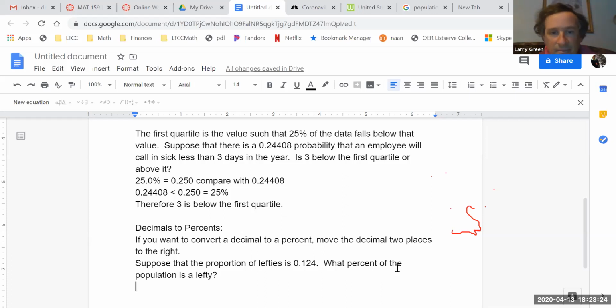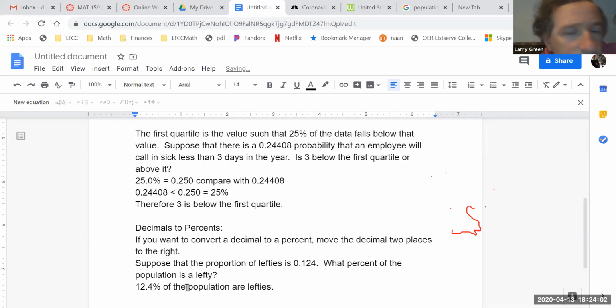Okay. All right, ready? Okay, so what you do is you take this 0.124, you take that decimal place that's just to the left of the 1, and you move it 2 places to the right. So when you move that 2 places to the right, it goes in between the 2 and the 4. So what we can say is that 12.4% of the population are lefties. Any questions on this conversion? Okay, so that's pretty important to be able to do this.